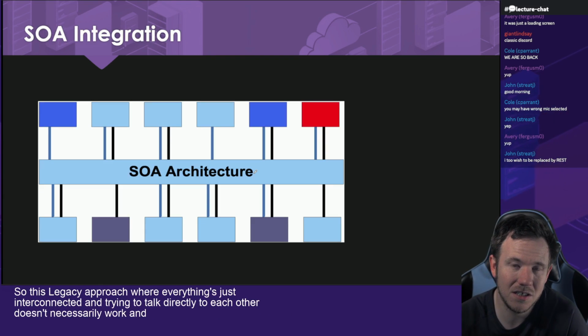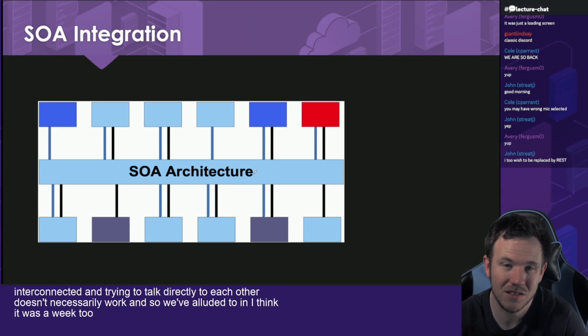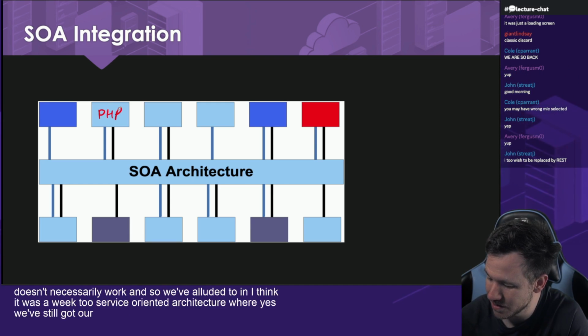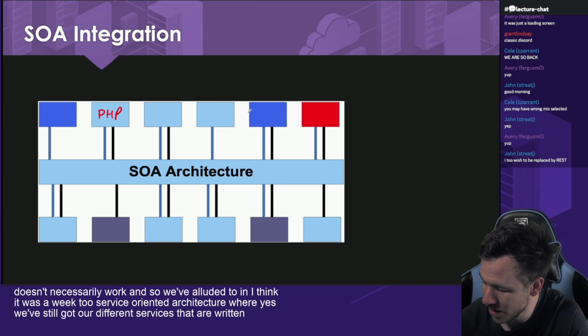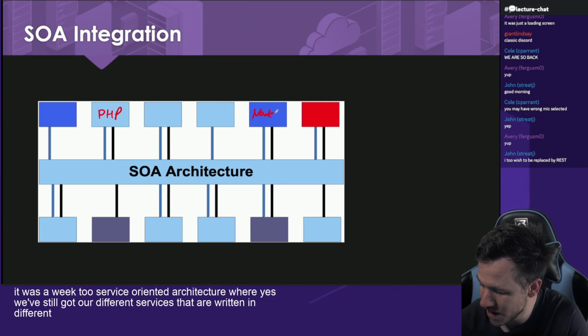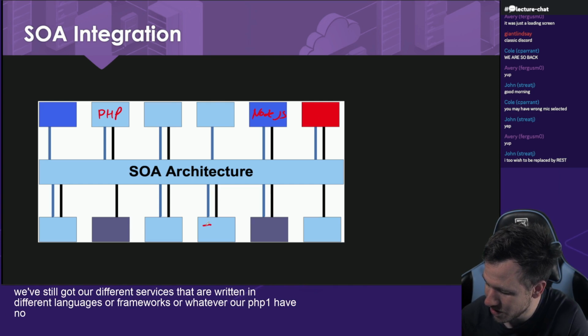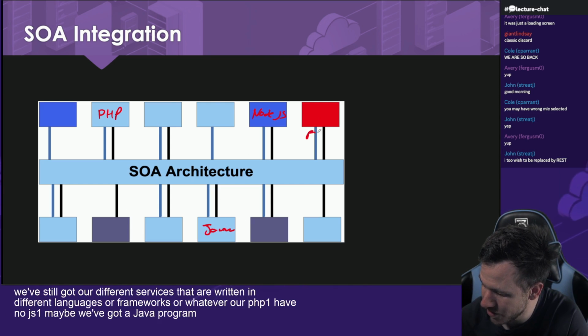And so we've alluded to, in I think it was week 2, a service-oriented architecture, where yes, we've still got our different services that are written in different languages or frameworks or whatever, right? Our PHP one, our Node.js one, maybe we've got a Java program, over here is our Python scraper.